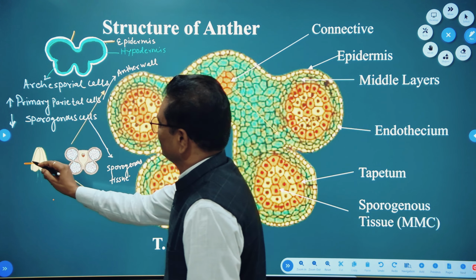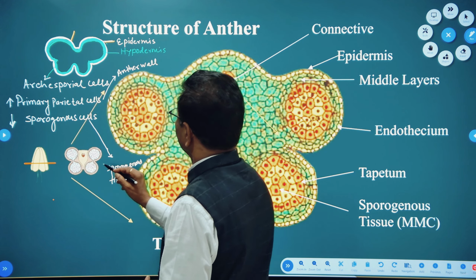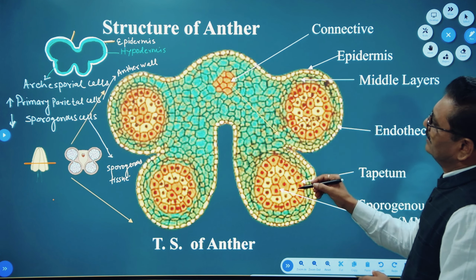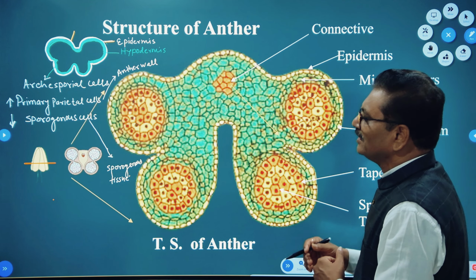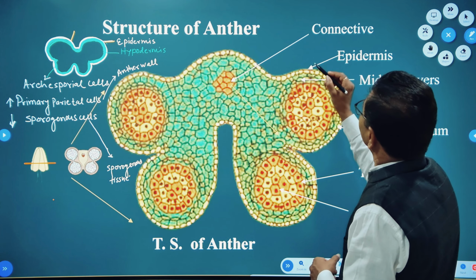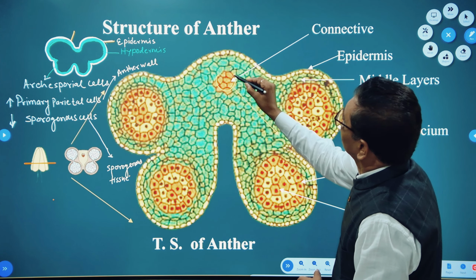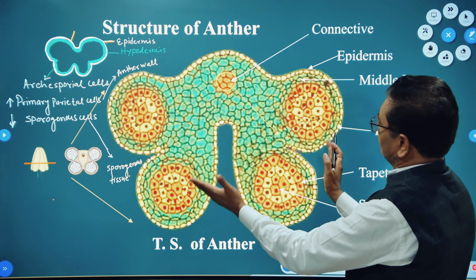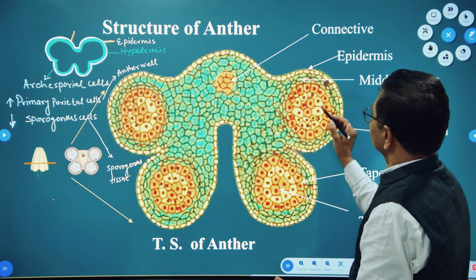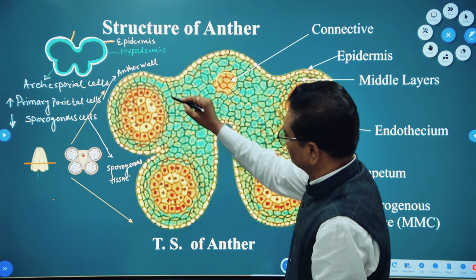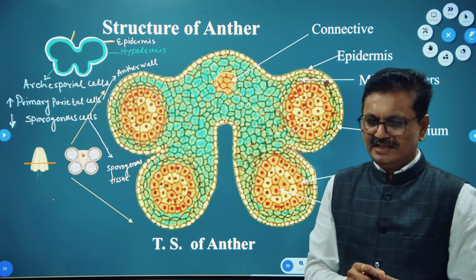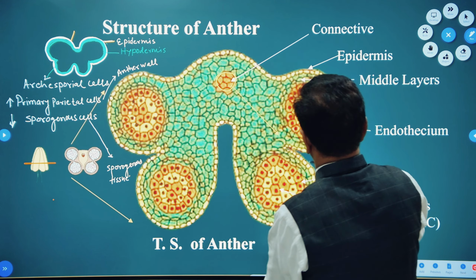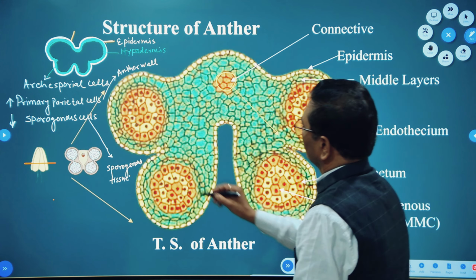When you take a transverse section and enlarge it or see it under a microscope, what can you see? You can see the connective tissue in the center, and on either side you can see the two lobes. This is one lobe of the anther and this is another lobe. So a tetrasporangiate, dithecous anther has two lobes, this one and this one.